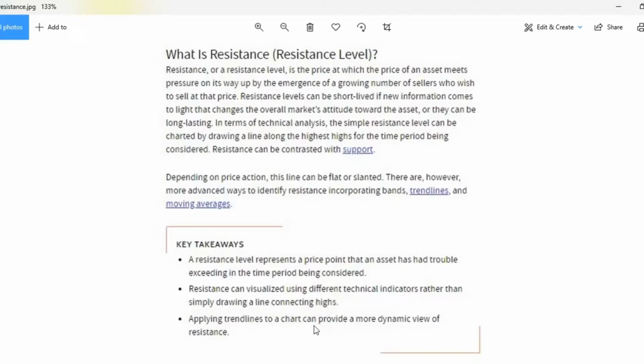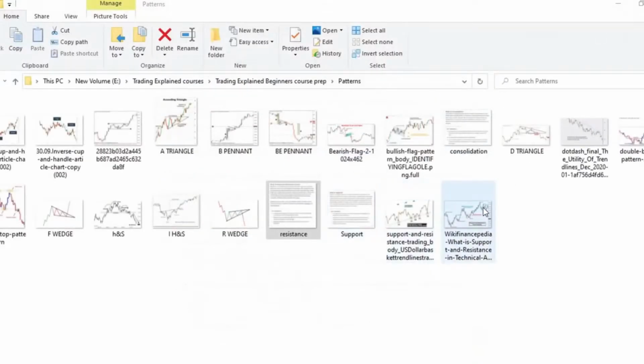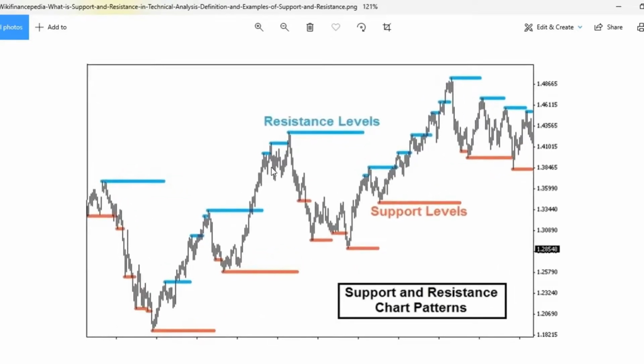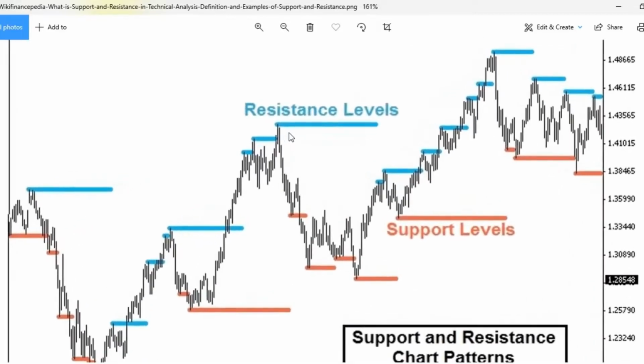Applying trend lines to a chart can provide a more dynamic view of resistance. As we saw in this image right here, as red colored lines were called supports, blue colored lines here are resistance. Why? Because as you see, those blue colored lines are where the market is struggling to cross. The blue lines are drawn after it has struggled, of course, but that zone is called resistance because the market is not able to break through that particular level.